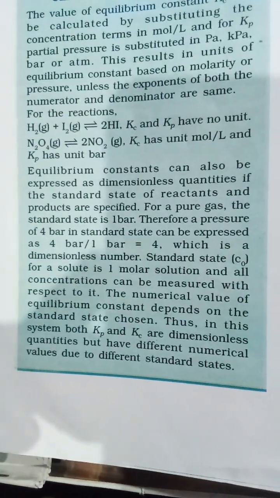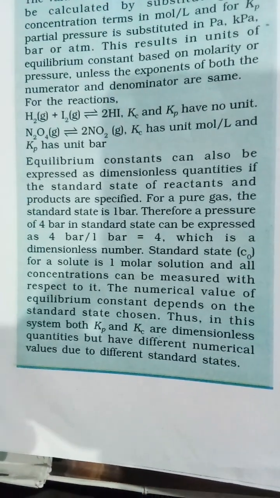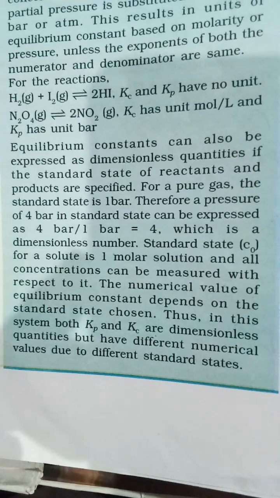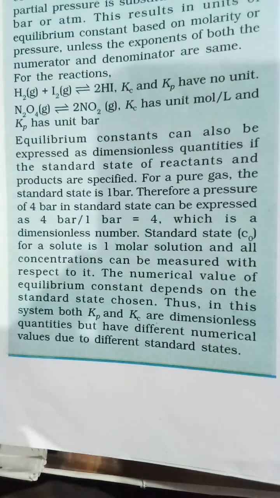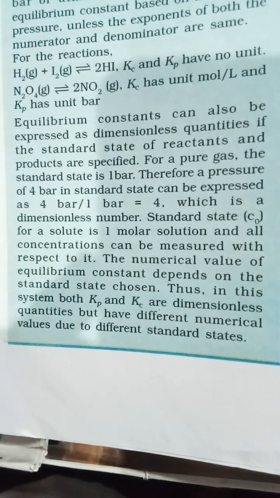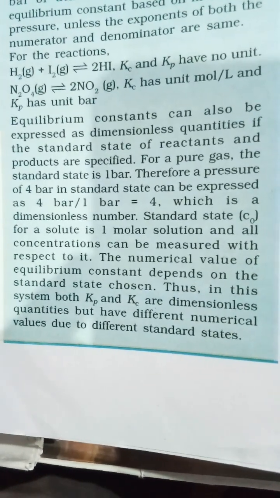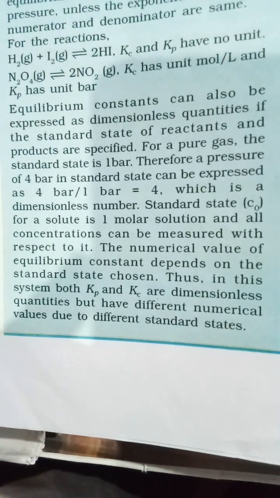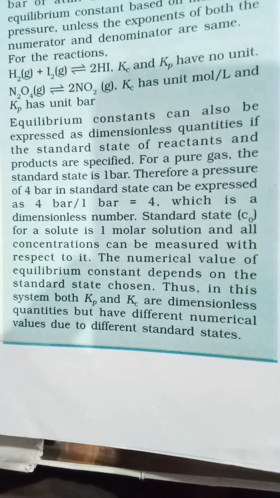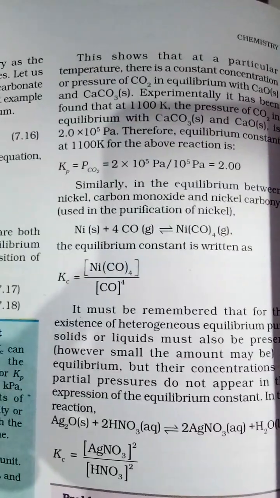Equilibrium constant can also be expressed as a dimensionless quantity if the standard states of reactants and products are specified. For a pure gas, the standard state is 1 bar, therefore a pressure of 4 bar in a standard state can be expressed as 4 bar per 1 bar, equal to 4, which is a dimensionless number. The standard state for a solute is a 1 molar solution, and all concentrations can be measured with respect to it. The numerical value of the equilibrium constant depends on the standard state chosen. Thus, in this system, both Kp and Kc are dimensionless quantities but have different numerical values due to different standard states. Now come to the point here.